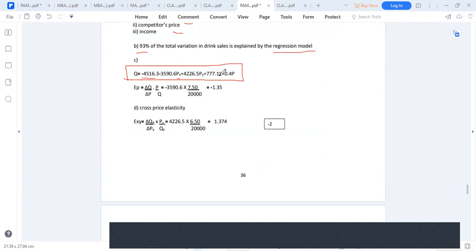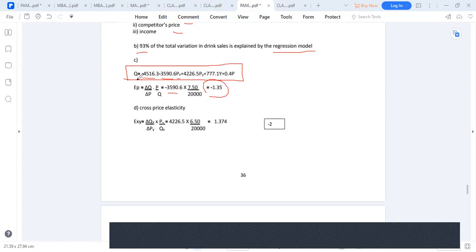So to find the elasticity, we just get the gradient for good X, dQ over dP. The gradient is this one here, 359.6. We put this gradient there. Then the price of good X has been given as 7.5, and the demand is 20,000, which was given. So we calculate that by getting a negative 1.35. What does it imply? It implies that demand is elastic. If it was exactly 1, we would say that demand is unitary. If it is less than 1, we say that demand is inelastic.